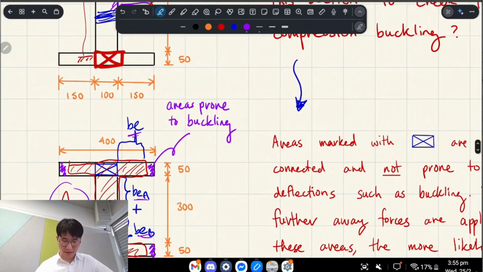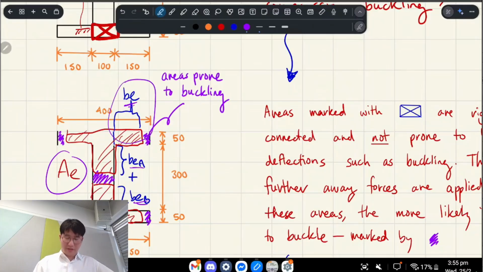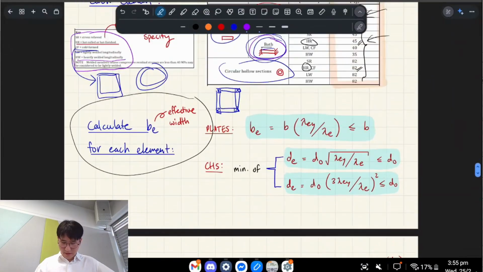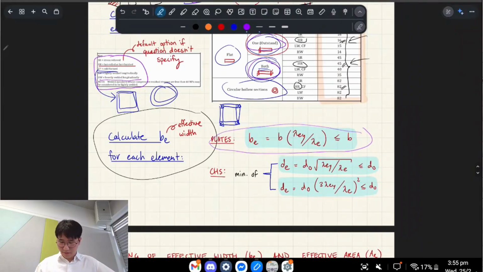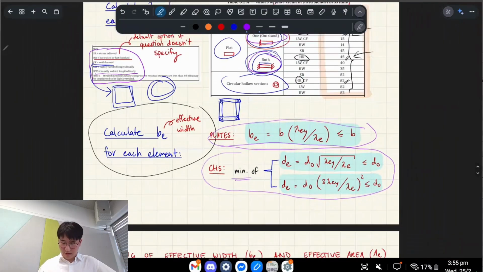Wait, so this is the unsupported width, so there's BE. So the unsupported width, right? Because that's all supported. This is the unsupported widths over here. So that is that. Okay. That's that formula. And then circular hollow section is similar, but you have to do two checks, right? So it's the minimum between these two. And that's basically that. So that gives you BE, right?